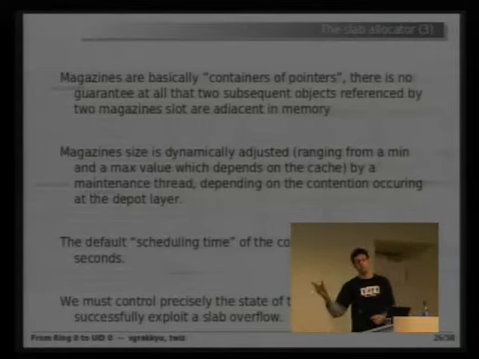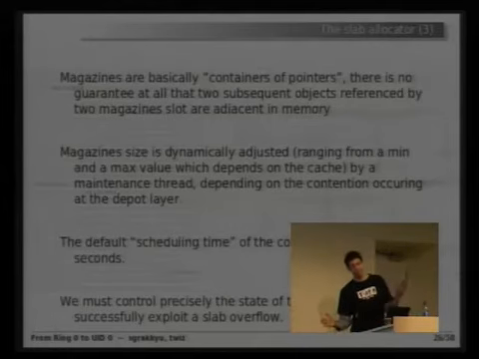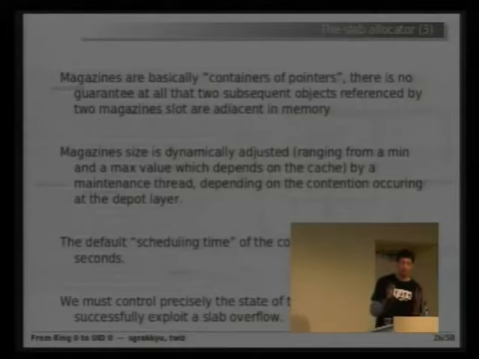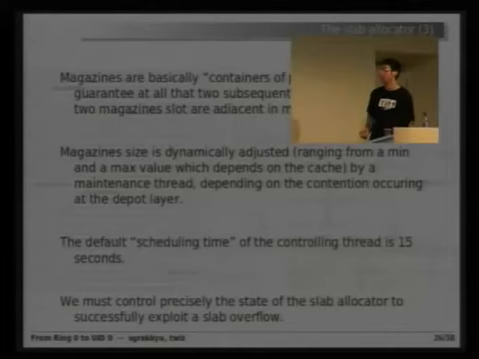Because if another CPU is competing for getting magazines, then that will translate into contention at the depot layer, and the kernel thread will enlarge the size of magazines, changing the calculation we have been doing up to that point. The default scheduling time of this thread is 15 seconds. Whoever has ever run an exploit knows that on a local machine, 15 seconds is usually more than enough.